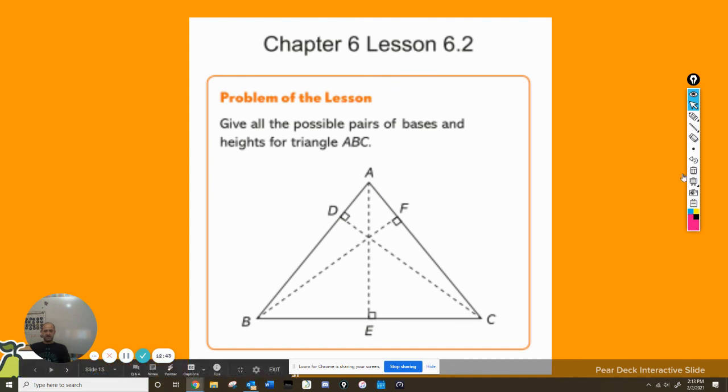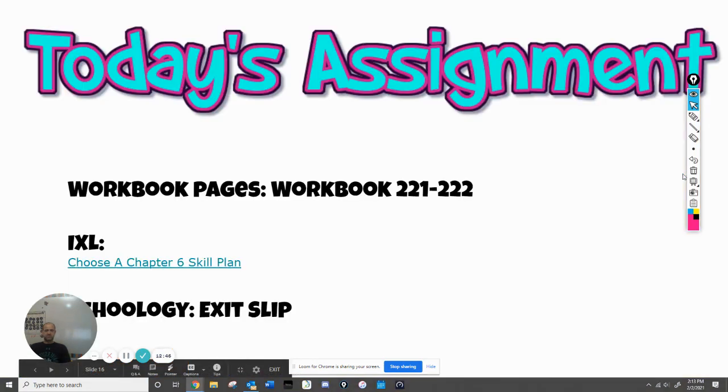And then it's assignment time. Hey, keeping it under 13 minutes. These 2 workbook pages, submit however you want them to. Choose a Chapter 6 skill plan. Perfect. Schoology, do your exit slip.